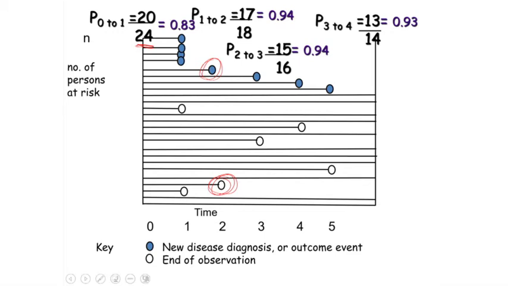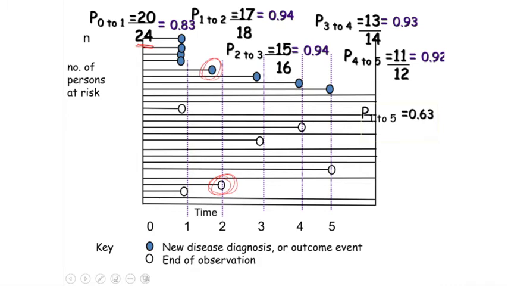So if I calculate all these intervals for this graphic that I've drawn, and then I multiply all those time interval specific proportions together, I get over here 0.63. And that is my unbiased estimate of the proportion surviving over this time interval.